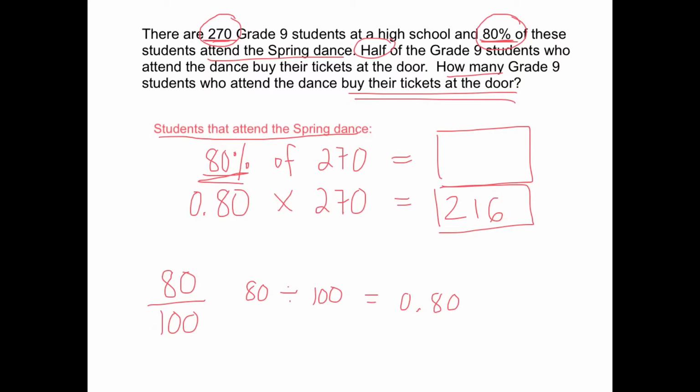But have we answered this question yet? Well, no. The question asks us how many grade 9 students who attend the dance buy their tickets at the door. Well, 216 students attend the dance, but half of these students buy their tickets at the door. So now what do we have to do? That's right, now we need to figure out what's half of 216. So let's do that.